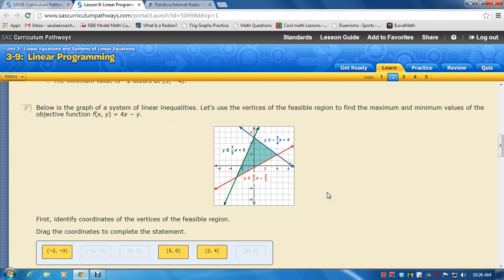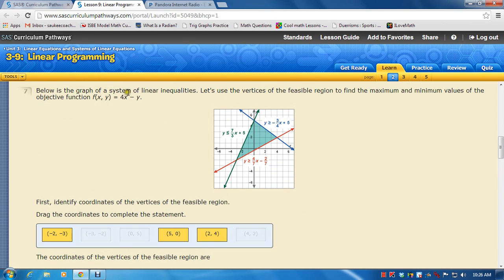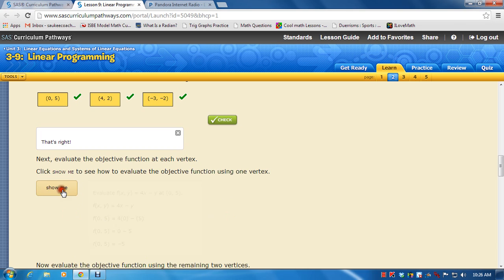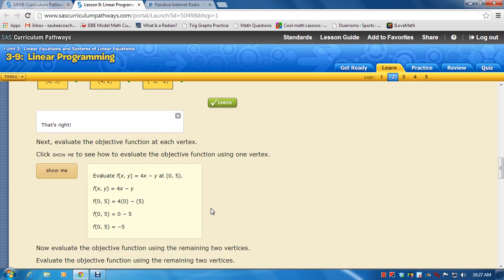So, now I need to evaluate that objective function at those points. So let's click on Show Me. Alright. The first point we're going to put in is 0, 5. So I put in a 0 for x, a 5 for y. That ends up being 0 minus 5, which is -5. Okay?